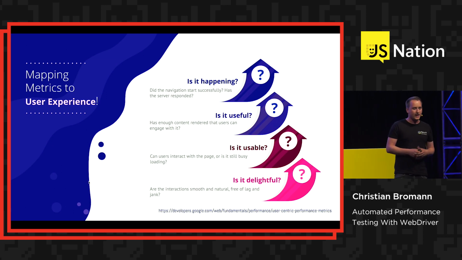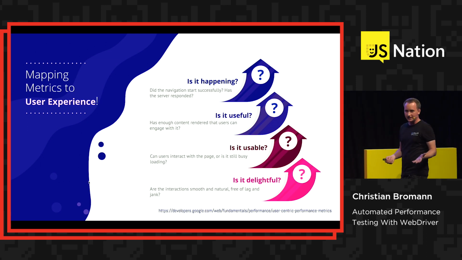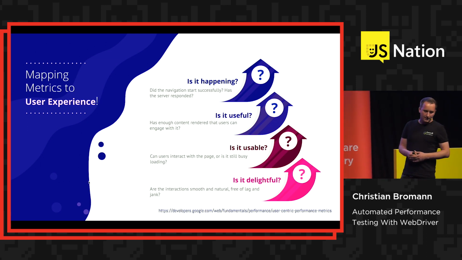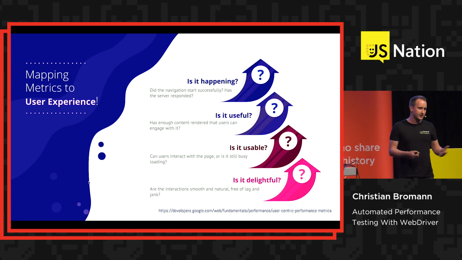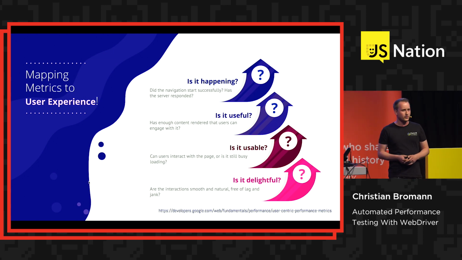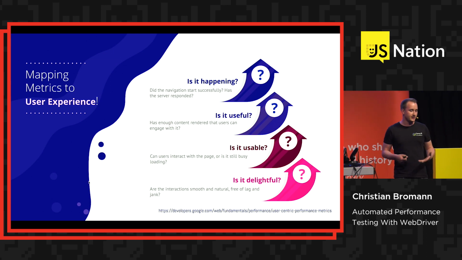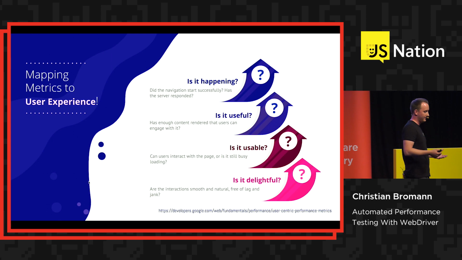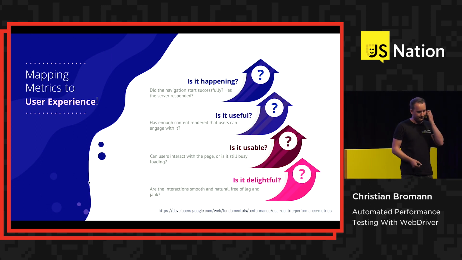First, they asked, is something happening? So did the server respond? Did the navigation even start? And we can answer that question by looking into the time to first byte metric. Then they ask, is it useful, what is being shown there? So is enough rendered so I can engage with it? And that can be answered with the time of first paint, or time to first contentful paint.